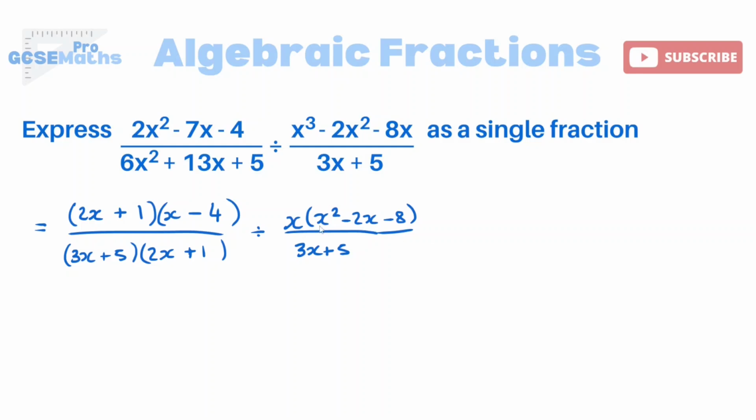Then this quadratic I can now factorise into 2 brackets. So I'm just going to write it here again. So we've got x and x, plus and a minus. There we go. (x plus 2)(x minus 4), and then just an x on the outside.